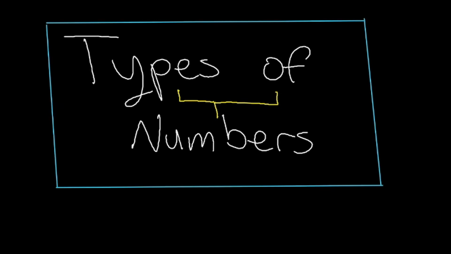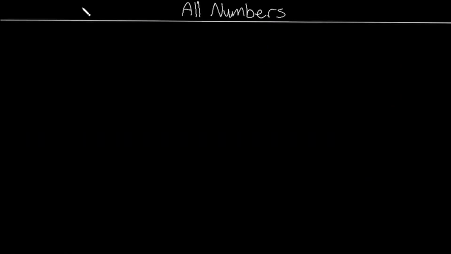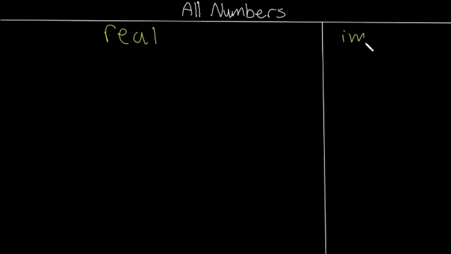Types of numbers. To start classifying numbers, we first have to start with all numbers. All numbers can be split into two categories. So let's draw a line here. These first two categories are real numbers and imaginary numbers. Let's start with imaginary numbers.